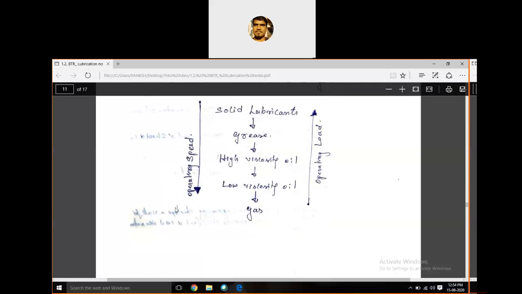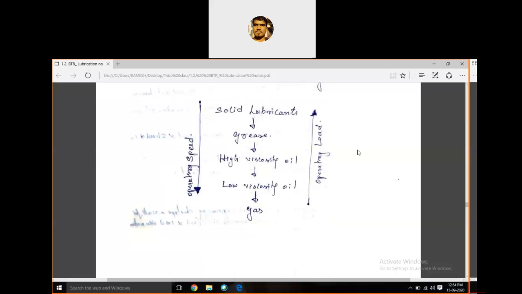Here we can see this picture. There are solid lubricants, next grease, high viscosity oil, low viscosity oil, and gas, which decide the viscosity. First, solid lubricant has a very high viscosity and cannot flow. Next, grease has somewhat lower viscosity. Next, high viscosity oils. Then low viscosity, very little, and gas has a very low viscosity. It can easily flow.